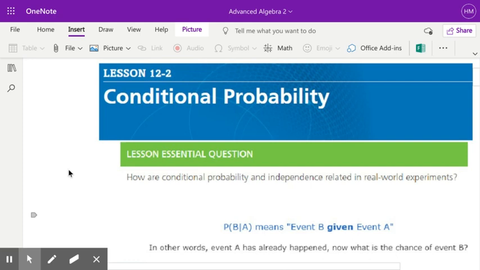Hi everyone, welcome back to Algebra 2. Today we are on lesson 12-2, conditional probability. I believe this is page 552 in your volume 2 workbook.